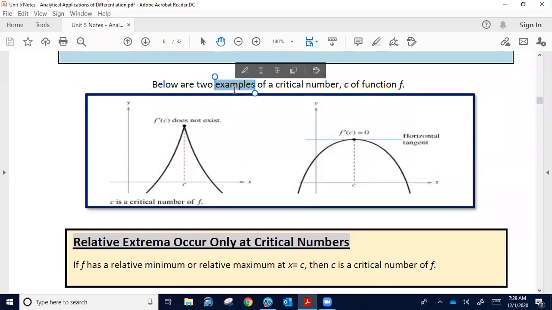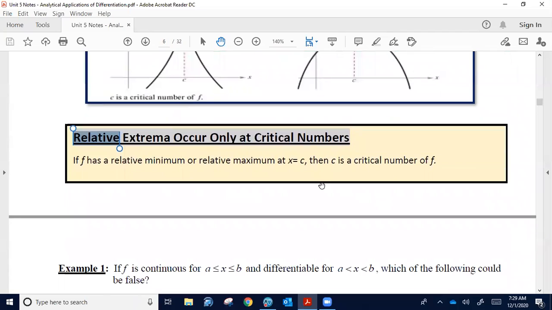And this little figure here is talking about how, again, critical numbers mean derivative equal to 0, which is the second one. You flatten out, or derivative does not exist. And we talk about derivative not working at sharp turns. Both of those are maximum looking values. So if f has a relative max or a relative min, if you have a max or a min, then you have a critical number.